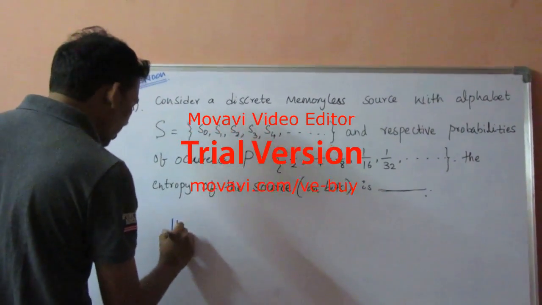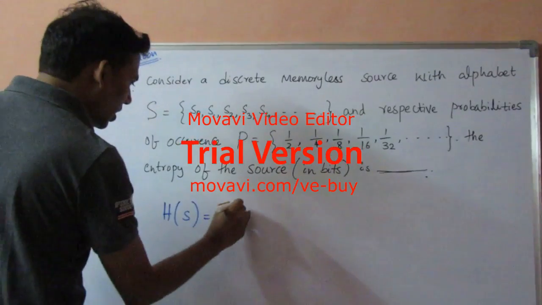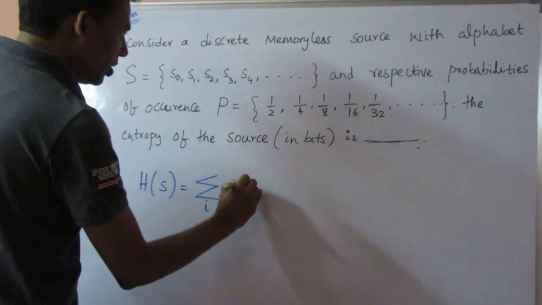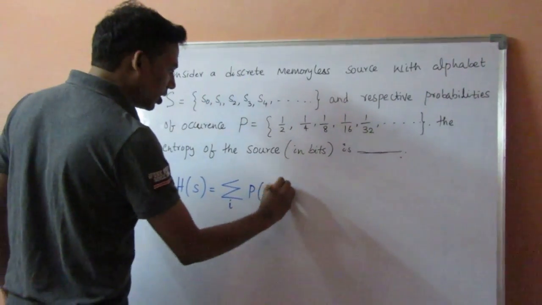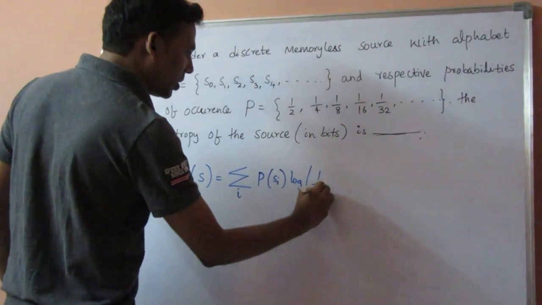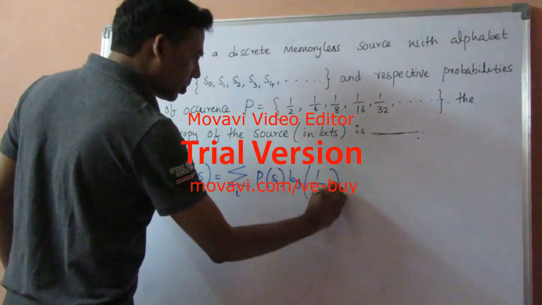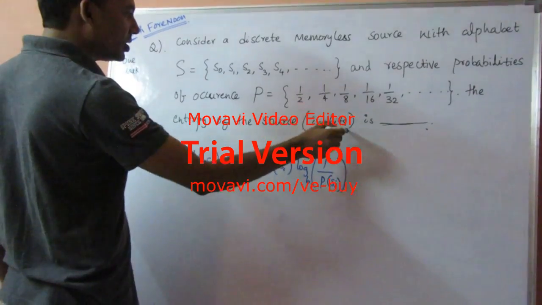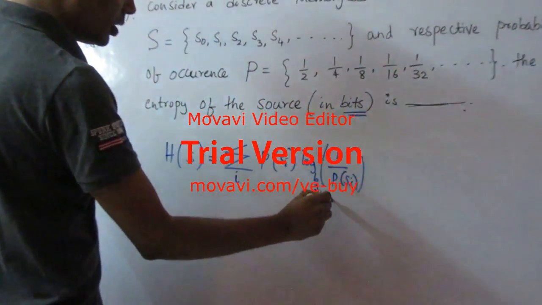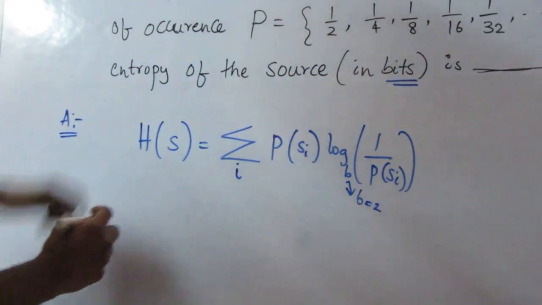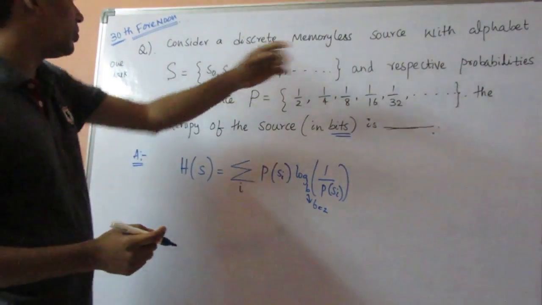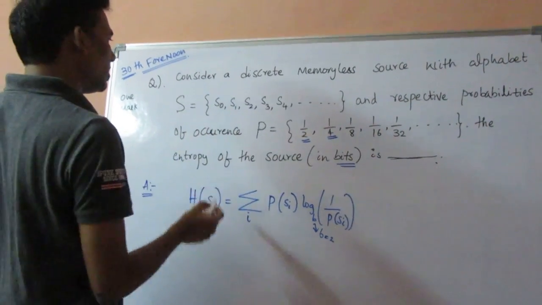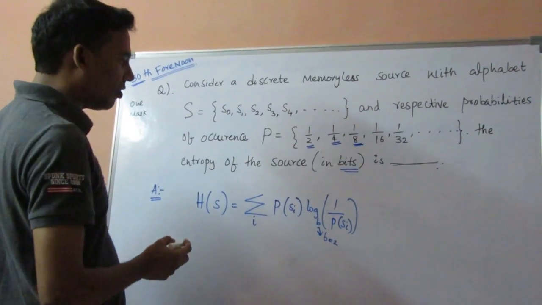The definition of entropy of a source, H(S), is the summation over i of P(Si) into log of 1/P(Si) to base B. Here the question asks for the entropy in terms of bits, so this base B should be 2. Now here the respective probabilities are given: the probability of S0 is 1/2, the probability of S1 is 1/4, the probability of S2 is 1/8.